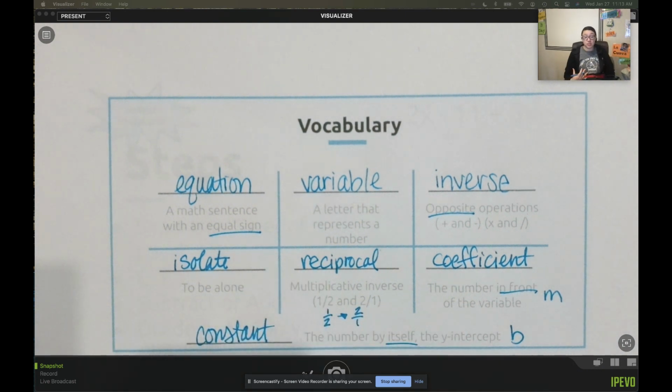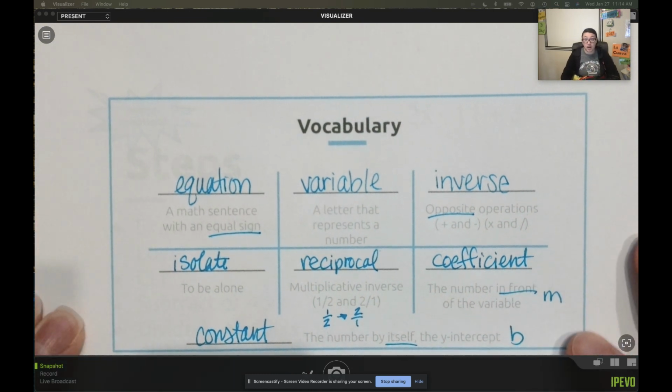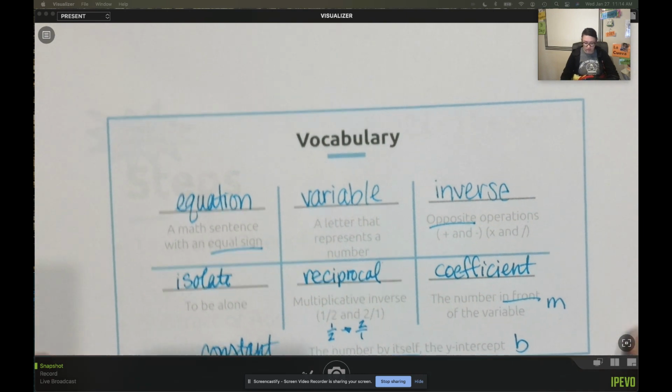Again, these words are really important. We need to be familiar with them because we're going to use them a lot during our lessons of this unit. Go ahead and pause that if you need to. Otherwise, I'm going to keep on keeping on.